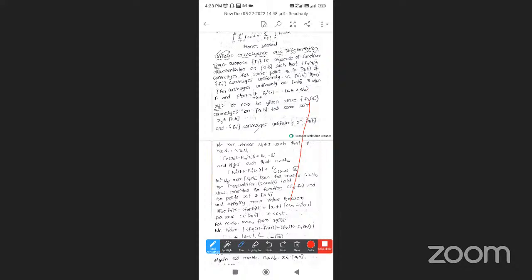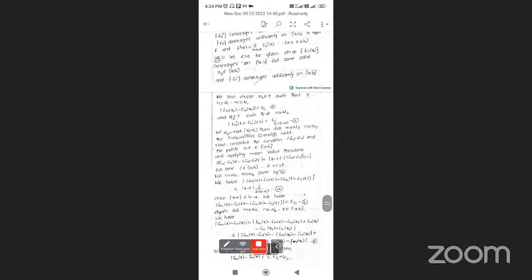Suppose Fn is a sequence of differentiable functions on the closed interval [a, b] such that Fn of x naught converges for some point x naught in the closed interval [a, b]. If Fn dash converges uniformly on [a, b], then Fn converges uniformly on [a, b] to a function f, and f dash of x is equal to the limit as n tends to infinity of Fn dash of x. Now, this is the theorem; next is its proof.